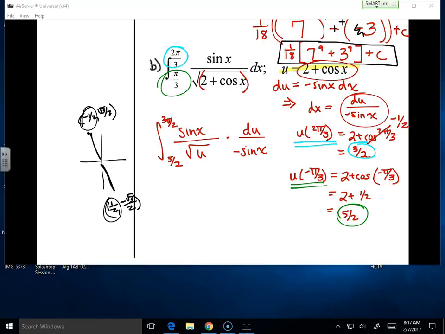Do we like the 3 pi over 2? No, not 3 pi over 2. Wasn't it just 3 halves? Do we like the 3 halves on top and 5 halves on bottom? Not particularly. If we want to make it nicer, what could we do? Flip them and put a negative.